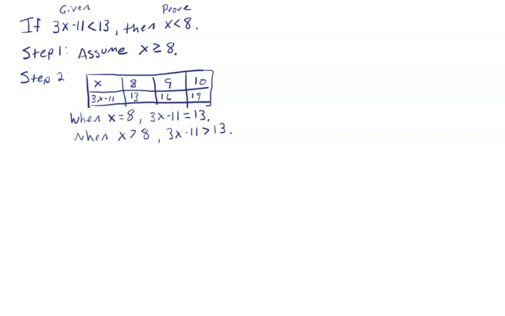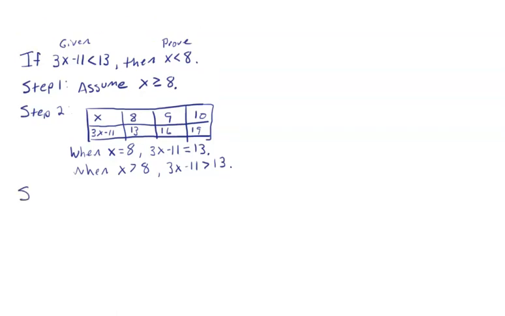Since both of these are contradicting what has to be true, the assumption that they came from, that x is greater than or equal to 8, must be false. Since it's false, and there's only three choices here, right? The three choices we have are what we're trying to prove, x is less than 8, or the two others, x is greater than 8, or x is equal to 8. Since those two are false, the only thing remaining must be true.